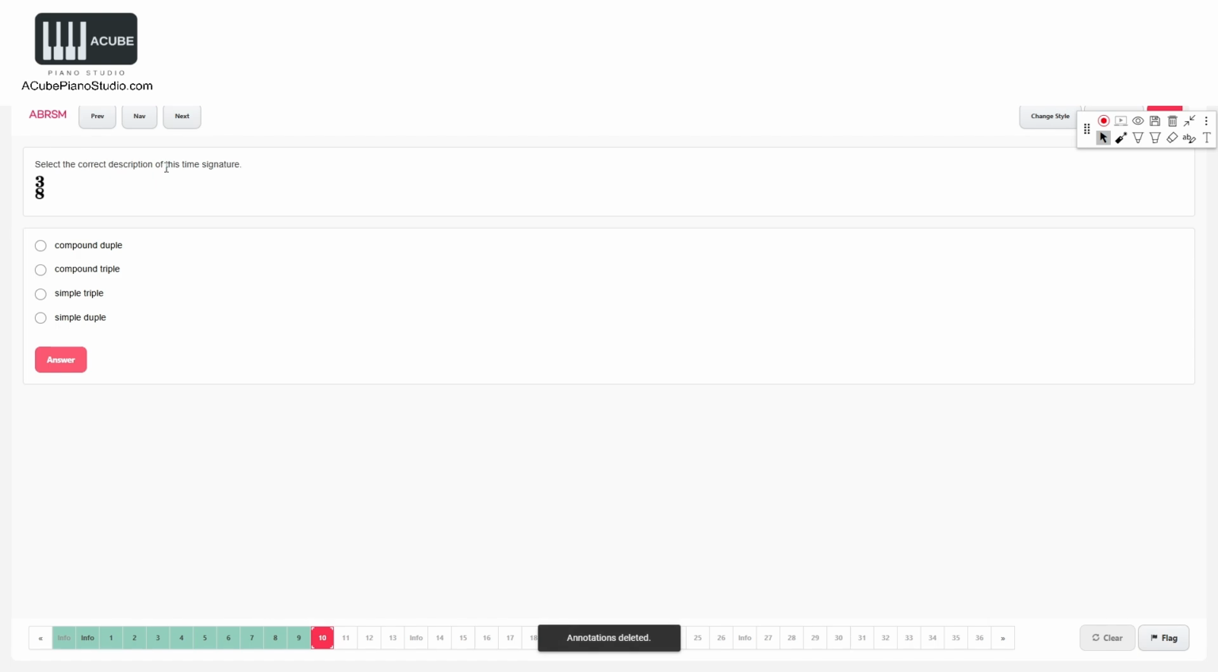Next, select the correct description of this time signature. So this is a triple time, right? So anything that says duple is out, and it is simple triple. So anything that starts with 3, 2, 3, and 4 on top is simple. Okay, so the answer is simple triple time.